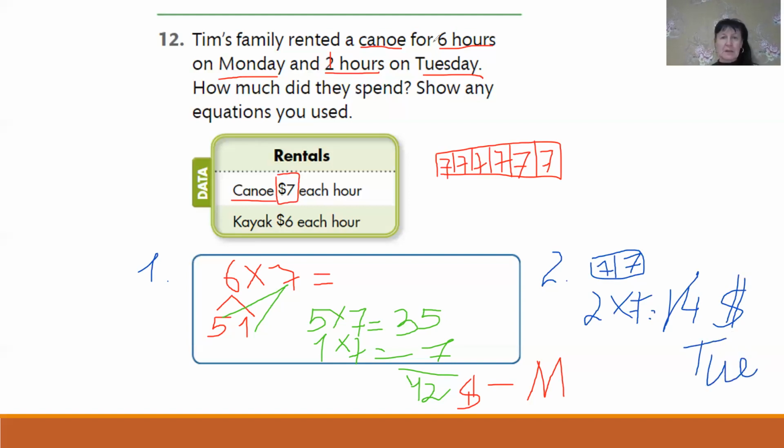Now, equation number 3 is going to be that we are going to add that money together. Equation number 3, we are going to add that 42 plus that 14. Again, remember from grade 2, ones and ones, 2 plus 4 is going to be 6. 4 and 1 is going to be 56. So this is our third equation, $56.